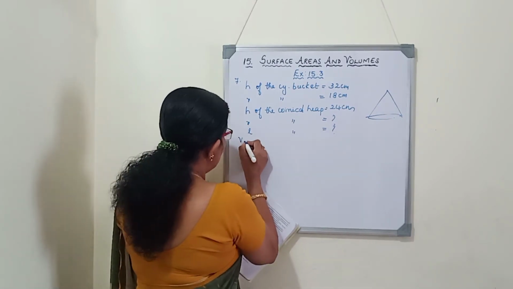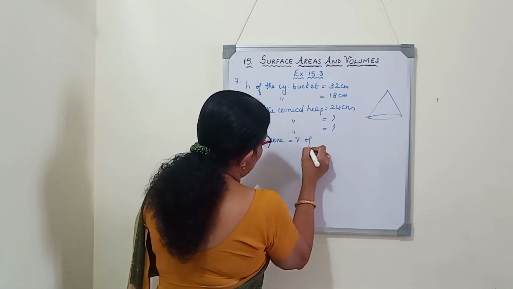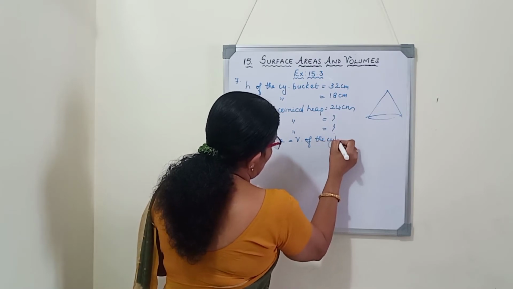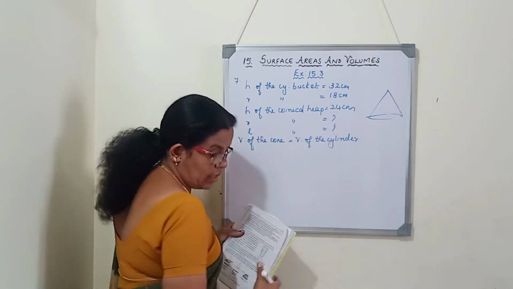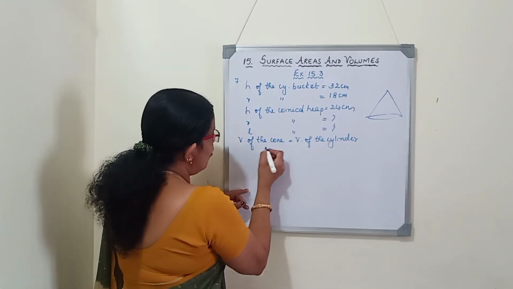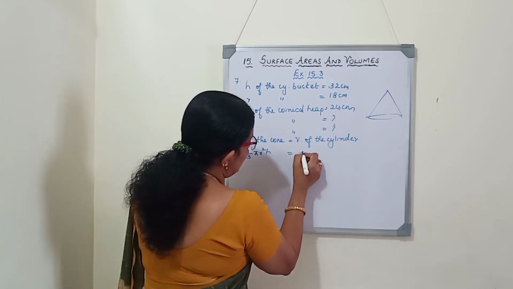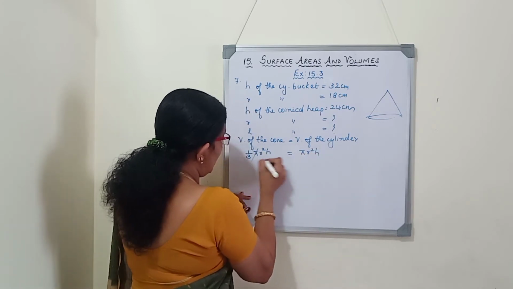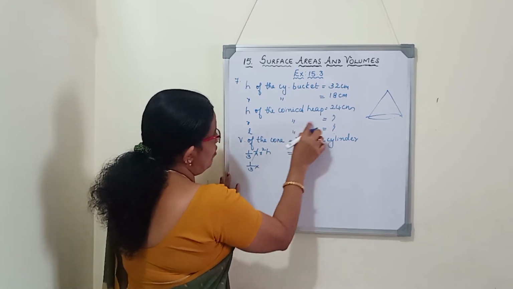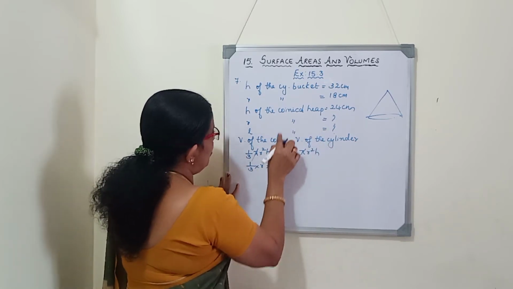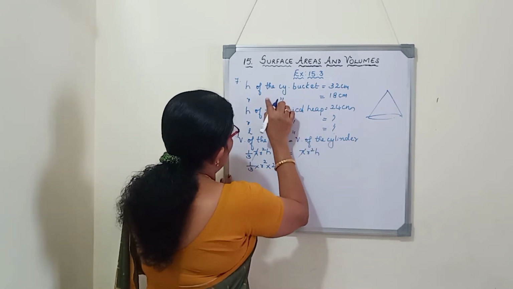So, volume of the cone will be equal to volume of the cylinder, or volume of the mud in the conical heap is equal to volume of the mud in the cylindrical bucket. Volume of a cone is 1 by 3 pi r square h. Volume of a cylinder is pi r square h. So here pi we will cancel, and 1 by 3 remains. Here radius of the cone we should find out. Height of the cone is 24, equal to radius of the cylinder 18.